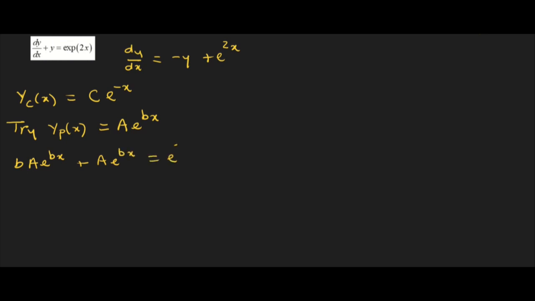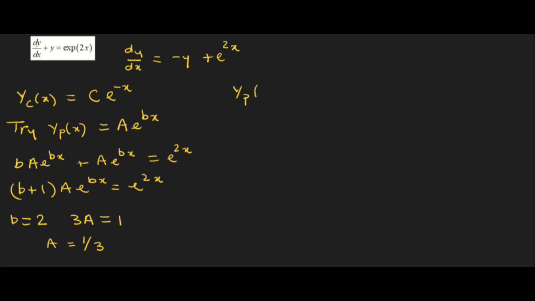Now if that is a solution, then we have from the equation b a e to the power bx plus a e to the power bx equals e to the 2x, or rearranging we have (b plus 1) a e to the bx equals e to the 2x. And here is where we use undetermined coefficients, because by equating coefficients on both sides of this equation we can solve for a and b. We immediately see that only b equals 2 satisfies the equation. If this is the case, we have 3a equals 1, or a equals 1/3.